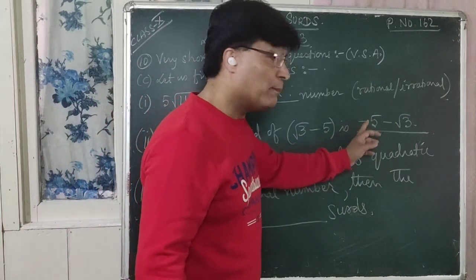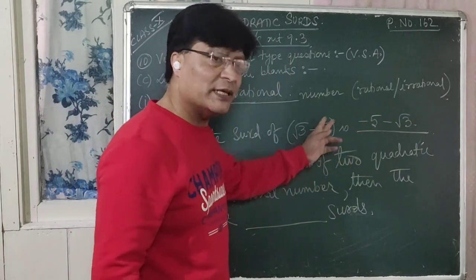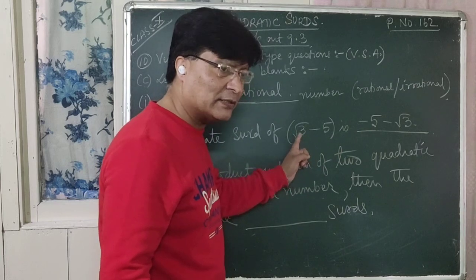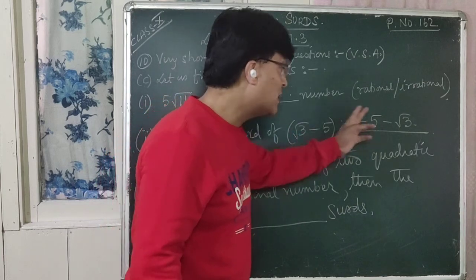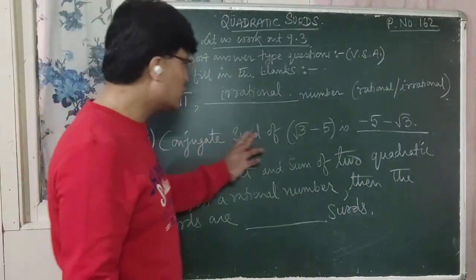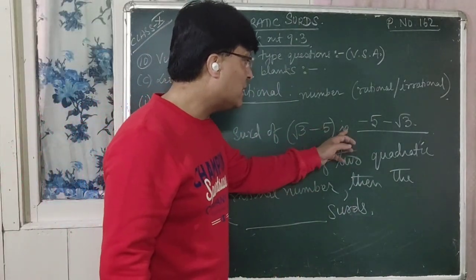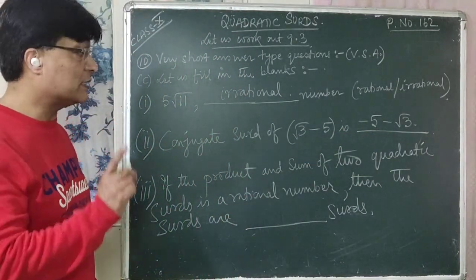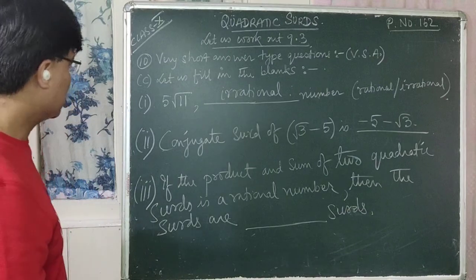So what is the conjugate surd of root over 3 minus 5? It is minus 5, that is rational part remains same, minus 5. But instead of irrational part or surd, you should write minus root over 3. Is that clear? So what is the conjugate surd of root over 3 minus 5? It is minus 5 minus root over 3. Is that clear now? So next, number 3.